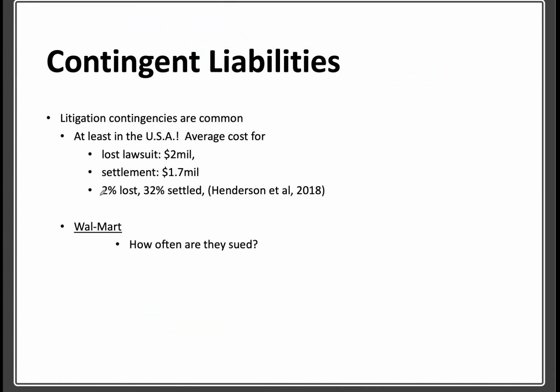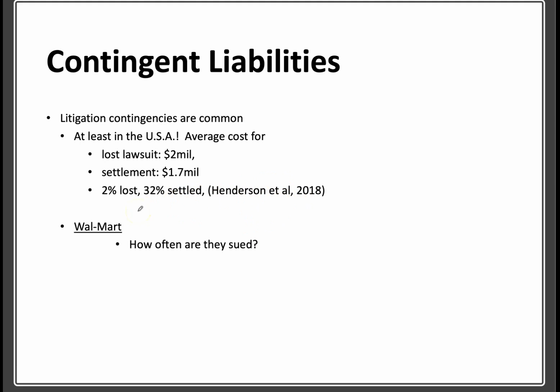So how often or how likely is the litigation contingency? In the US, litigation contingencies are very common. The average cost for a lawsuit is $2 million. The settlement is $1.7 million on average for firms. 2% of firms who were sued lost, and 32% settled. This is from a paper from 2018.